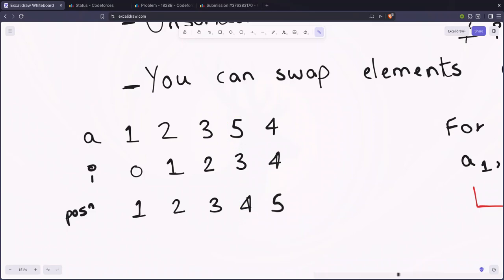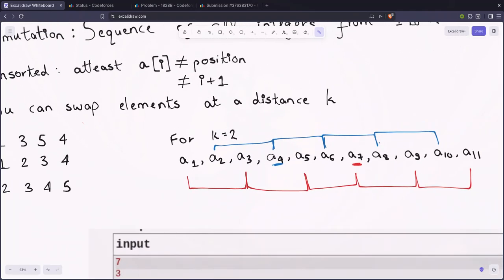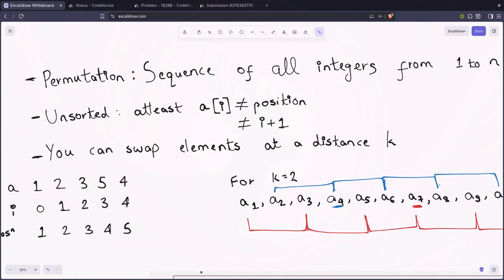So we need to find a k. What is k? K is a constant number and it defines the distance between the two elements which we can swap, right? You can swap any elements at a distance k from each other, and using these swaps of distance k we need to sort an unsorted permutation.